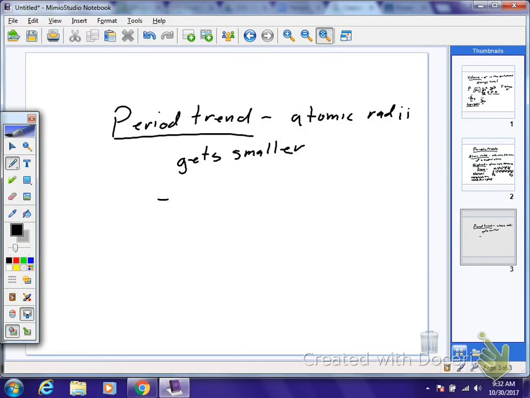Now, you're not adding an additional level each time you go across. You're adding electrons to the same level, right? So it's kind of like a magnet that gets stronger and stronger and stronger. The protons in the nucleus you add more and more. And what do we know about the protons and the electrons? What's the relationship between them? They attract, right? Opposites attract.